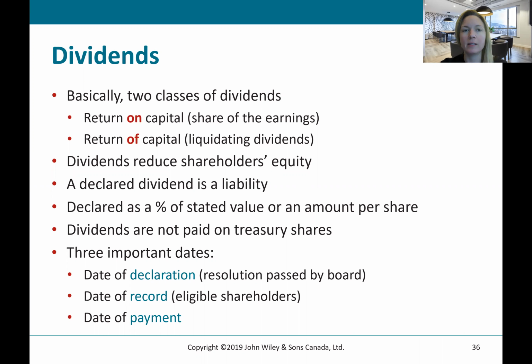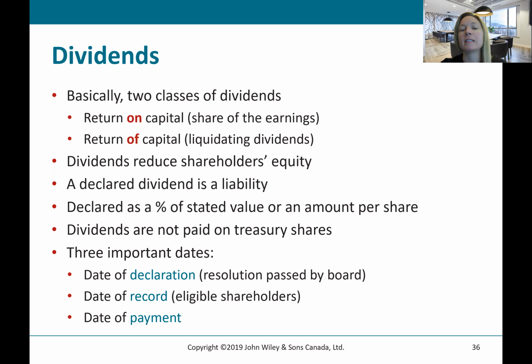Let's talk about dividends. There are two types of dividends. There's a return on capital, which is where a company pays out dividends out of their earnings or their net income. And there's a return of capital, which is a liquidating dividend. When a dividend is paid out, it will reduce the shareholders' equity of the corporation. Both types. A declared dividend is a liability, and we'll talk about that in a minute.